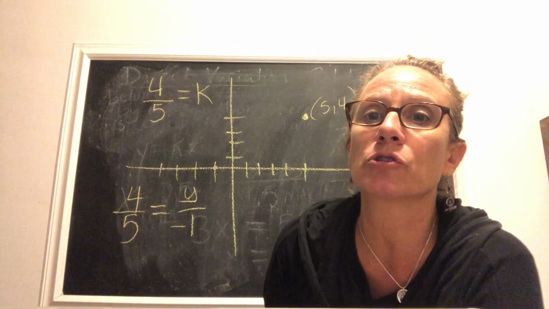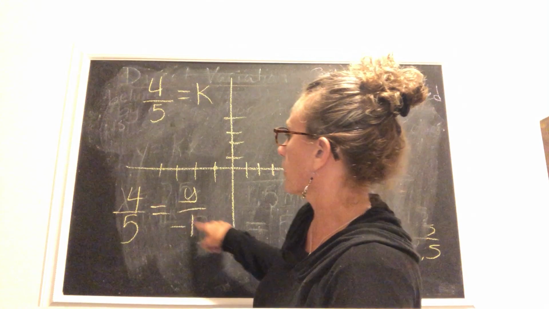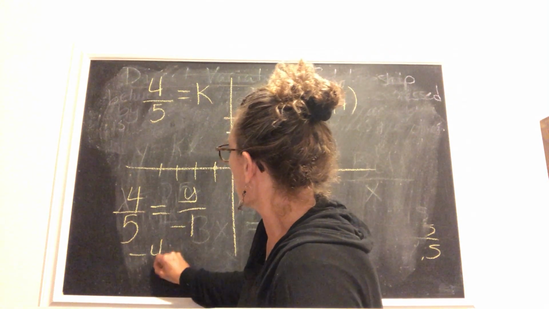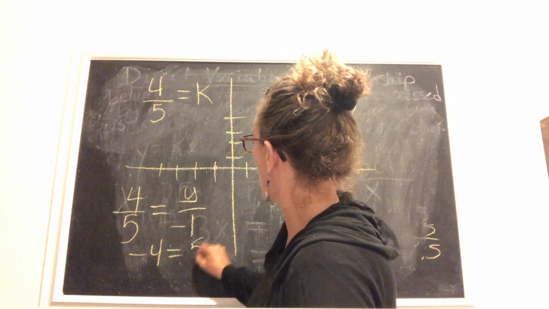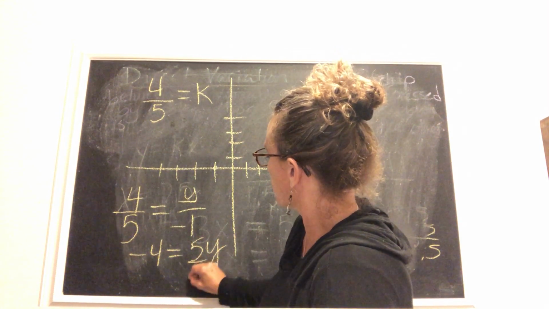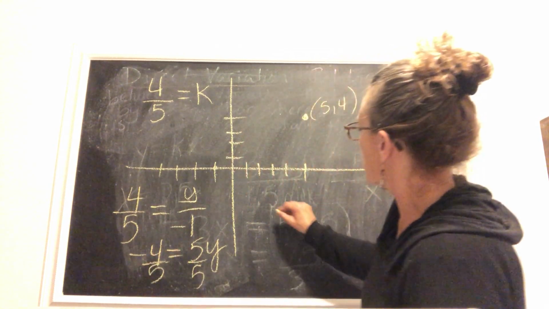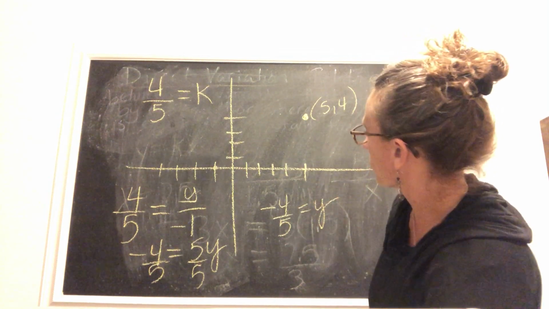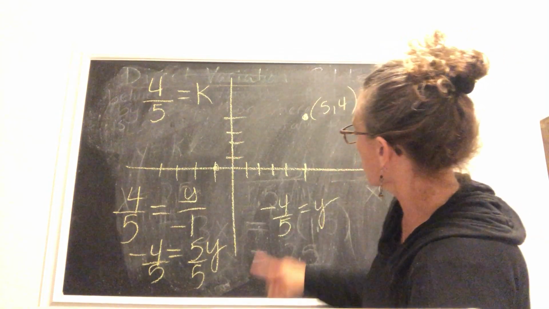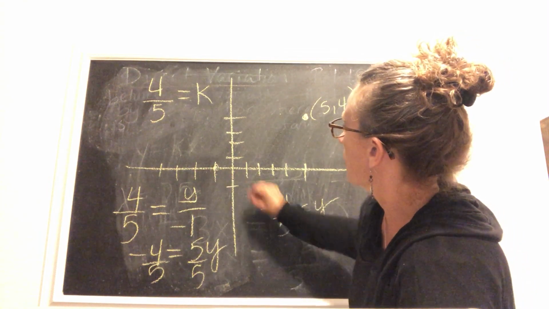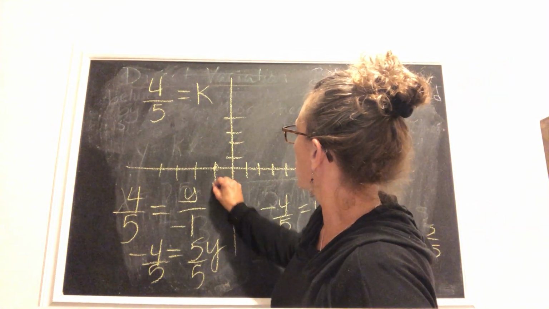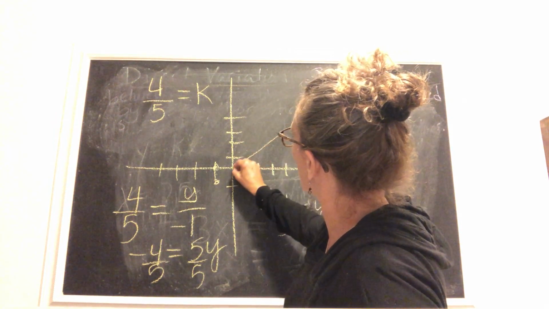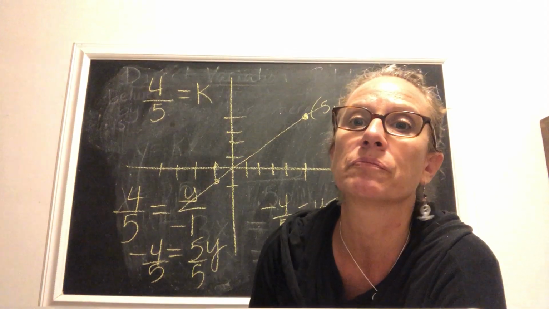Y is the variable I'm trying to solve for, and you basically can take a cross product from there. So -4 would equal 5y. If I divide both sides by 5, then my coordinate, y, is -4/5. So the point is (-1, -4/5), and I'd be able to draw a line through the origin and through that point.